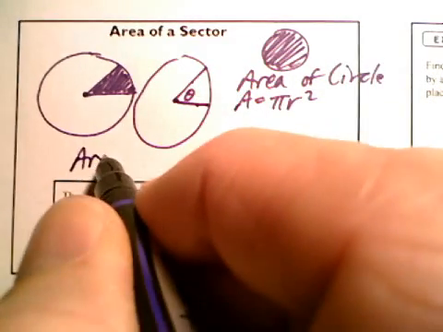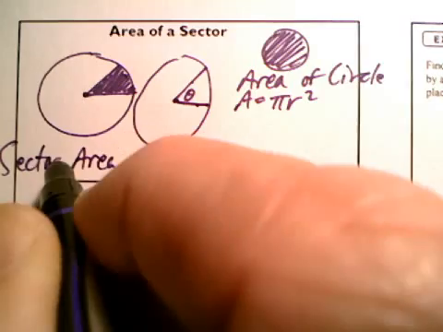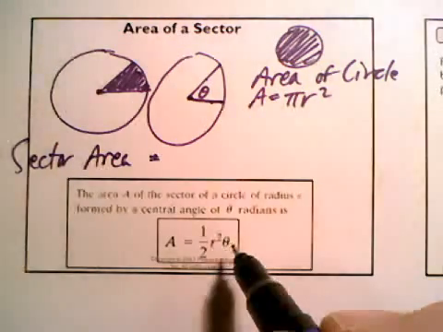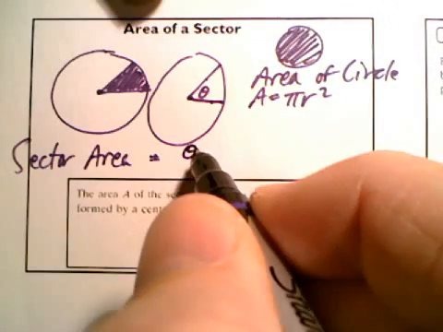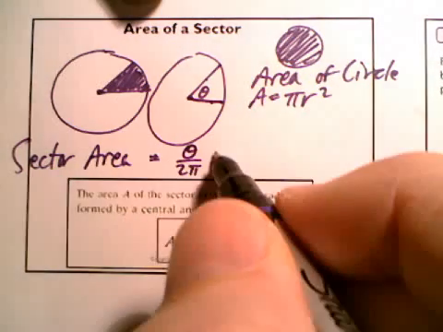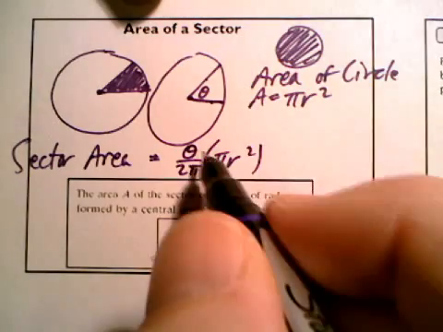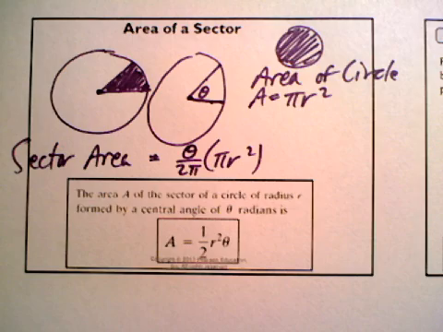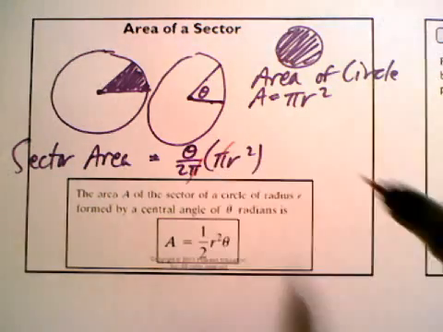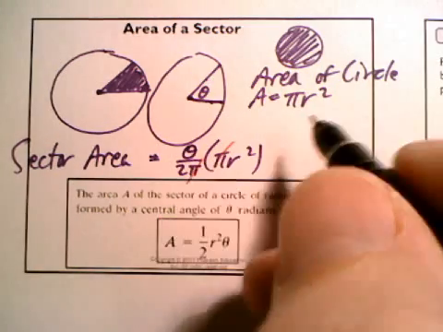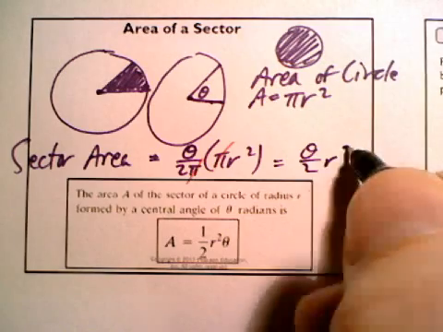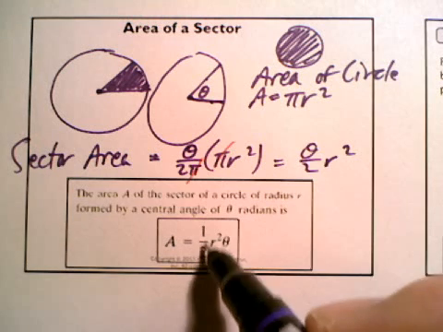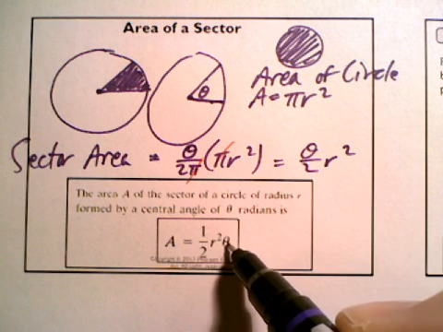So the sector area is equal to theta over 2 pi, the fraction of the circle, multiplied by pi r squared. We can see that the pi's cancel, and we get theta over 2 times r squared. So that's the area of part of the circle, and we write it like this: 1/2 r squared times theta.